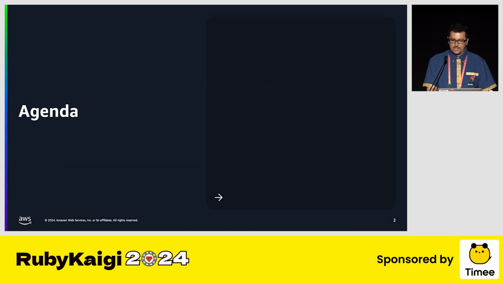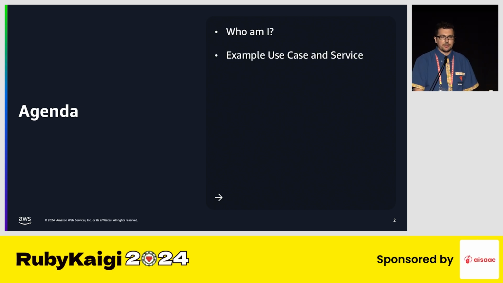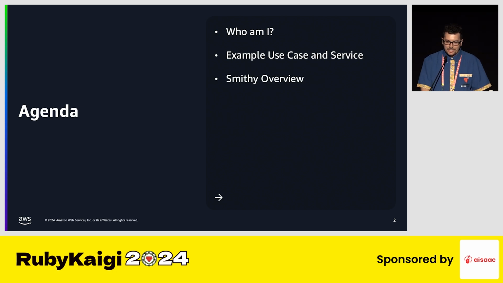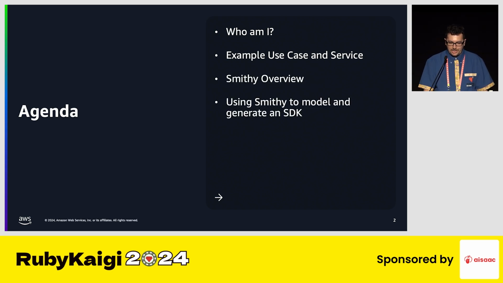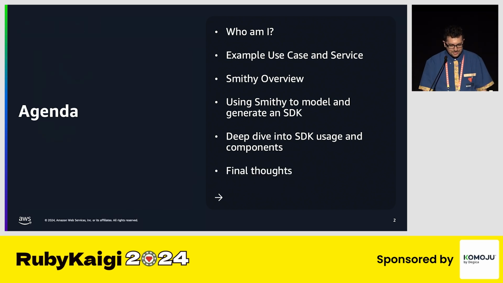This will be the agenda for today's talk. I will briefly talk about who I am, then I will present an example use case and service for a generated Ruby SDK. I will then give an overview of Smithy itself and how it can be used to model and generate a Ruby SDK. Next, we will do a deep dive together into the SDK usage for both the public and private components. Finally, I will conclude the talk with some final thoughts.